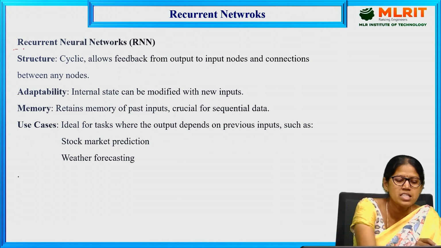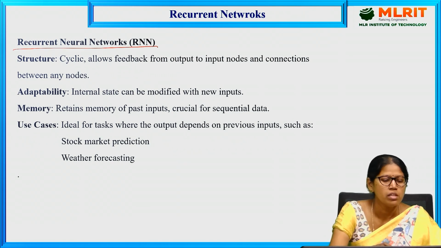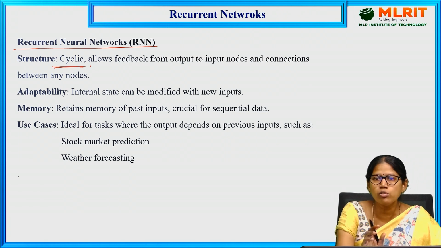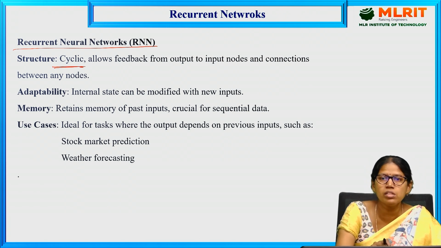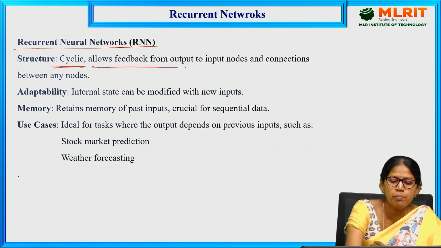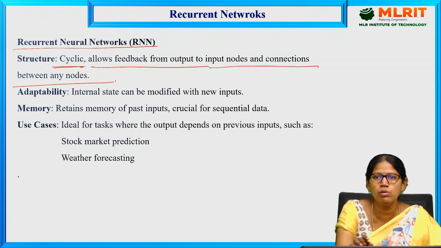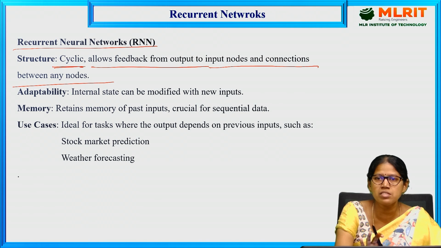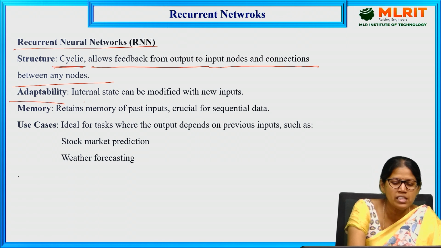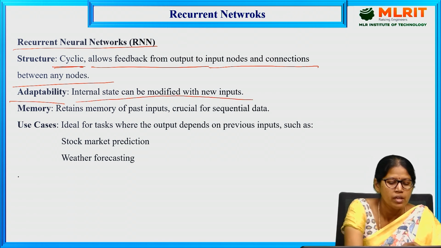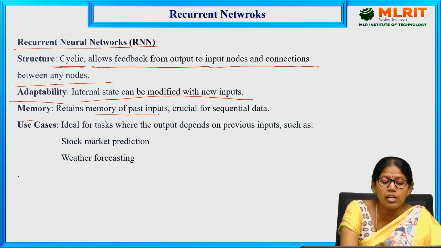Next, let's see the recurrent neural networks. The recurrent neural network structure is cyclic. The output is fed back to the input; it allows feedback from output to input nodes and connections between any nodes. So if n nodes are there in the network, each and every node is connected to each other. Next, adaptability: the internal state can be modified with new inputs. Next, memory: it retains the memory of past inputs.